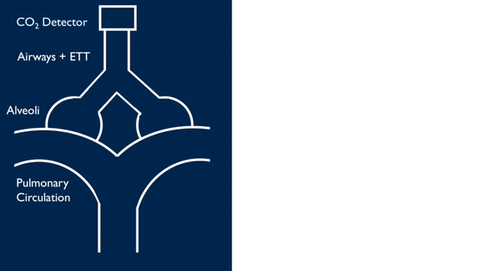To discuss the physiology, we are going to make use of this diagram, where pulmonary circulation is shown here at the bottom, followed by alveoli in the middle, and then your airways and whatever mechanical tubing you have your patient connected to. Finally, all of this is in line with the carbon dioxide detector shown here at the top. In order to get CO2 to register, 3 things need to happen physiologically.